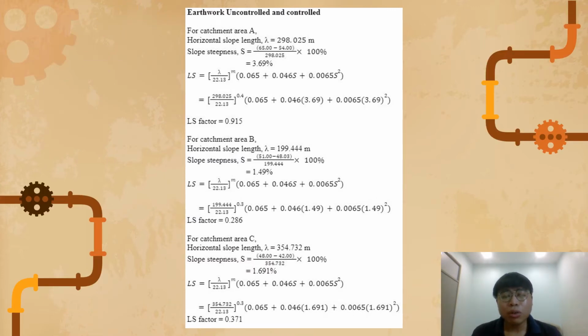For earthwork uncontrolled and controlled, we use a similar method as I just mentioned for the existing, but the difference is the slope steepness. So, as with the same plane, we use the design platform level as the elevation. The difference between them, we apply it to the LS factor, and we will get a different LS factor from the existing one. But the earthwork uncontrolled and controlled will be the same.